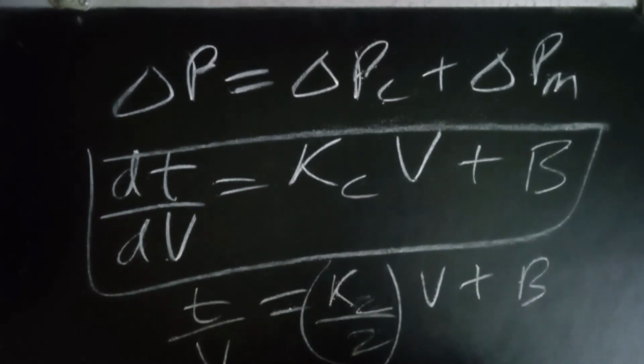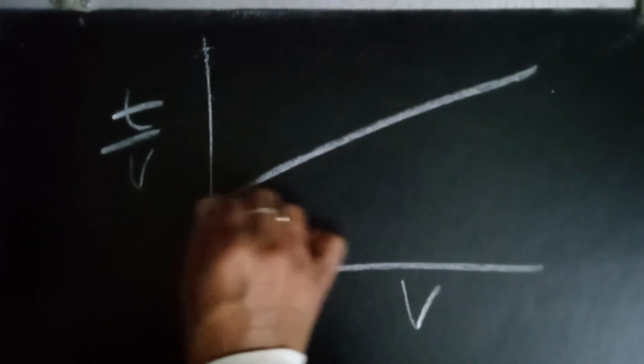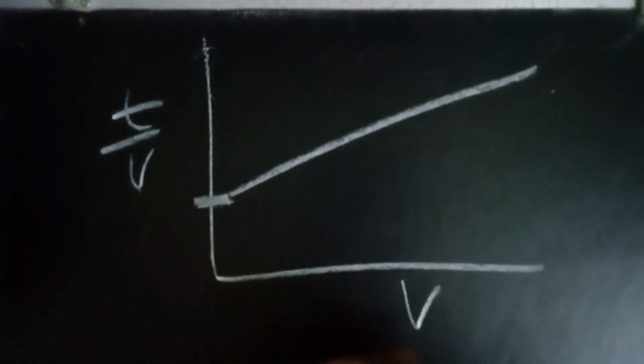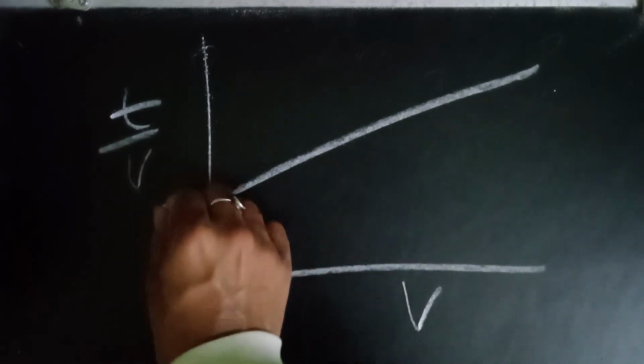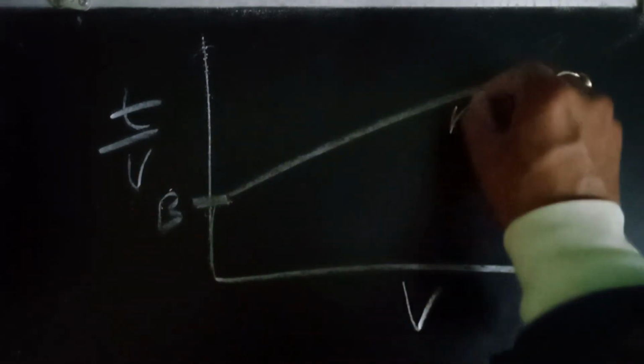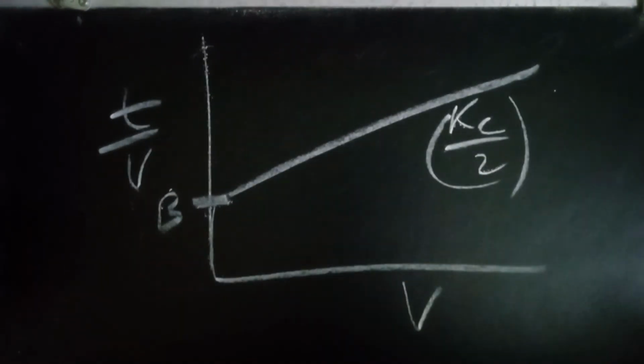Okay, in most questions B is said to be negligible, but that depends on the question. So finally a graph of t upon V versus V would come like this, where if the medium resistance is not negligible, it will start at some point B, and the slope will be Kc upon 2. This is the slope.